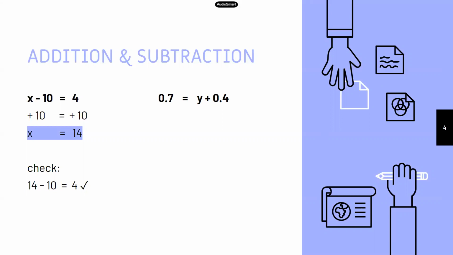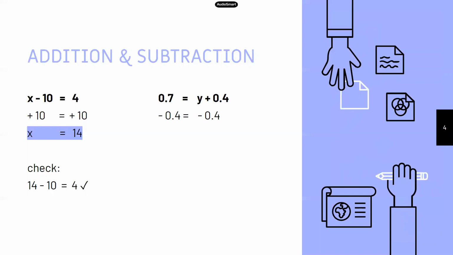All right, so I'm assuming that you tried to solve it on your own, and now we're going to go over the problem together. So what we have here is 0.7 equals y plus 0.4. Just like we did before, we need to isolate the variable. And the way we do that is that we can subtract 0.4 from both sides. So if that's your very first step, good job. You did the right step.